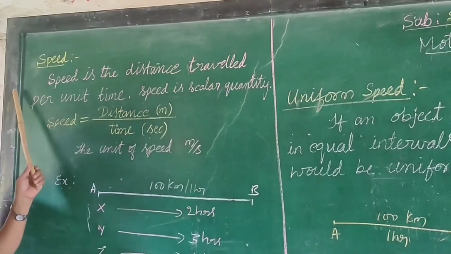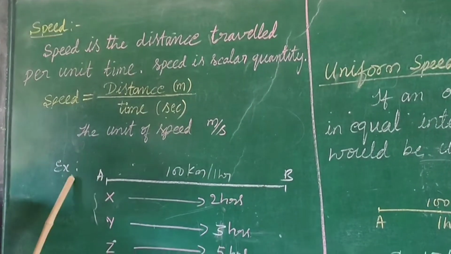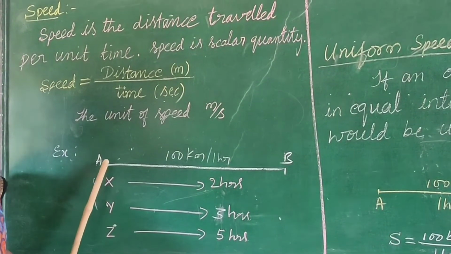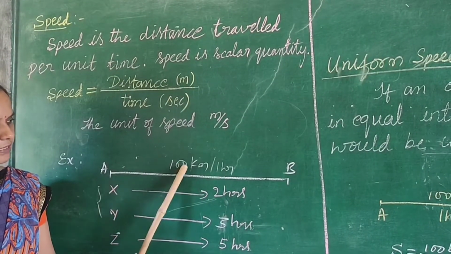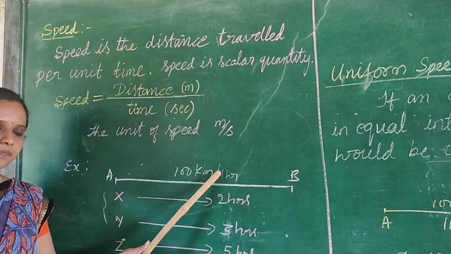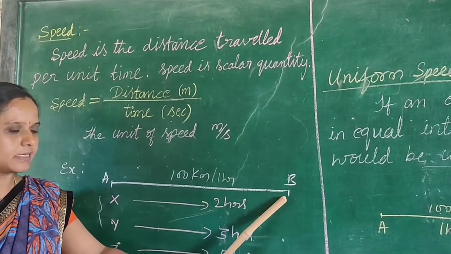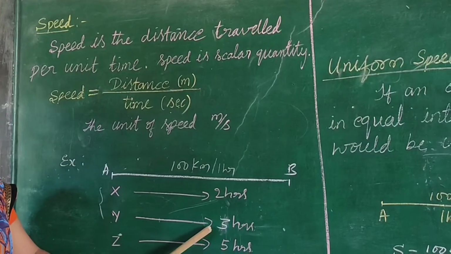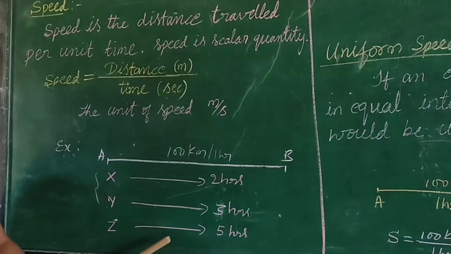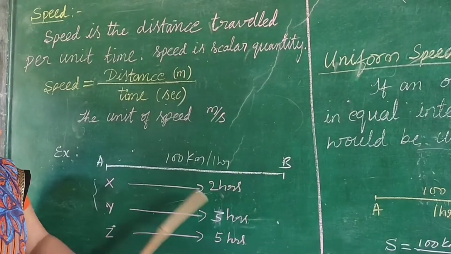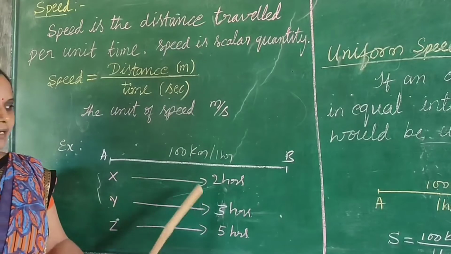Now, let us understand a very important quantity, that is speed. Students, here you can look at this example. I travel a car from point A to point B. I take 1 hour and I cover the distance of 100 km in 1 hour. Here a person X takes 2 hours to cover this same distance. Y is another person. He takes 3 hours to cover this same distance. And Z is one more person. He takes 5 hours to cover this distance. Students, you can see this one. Here I will explain the term speed.